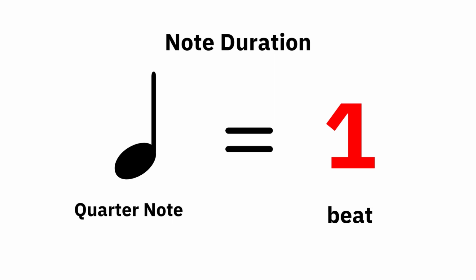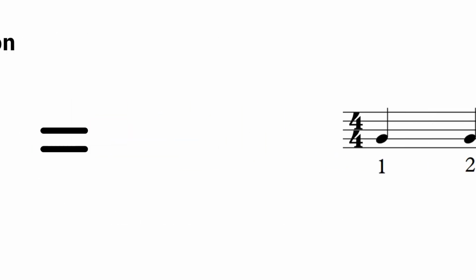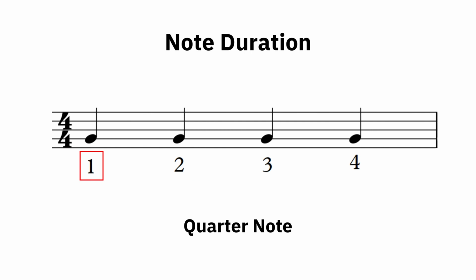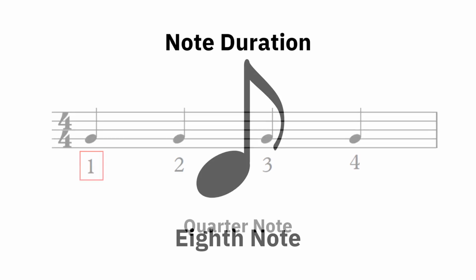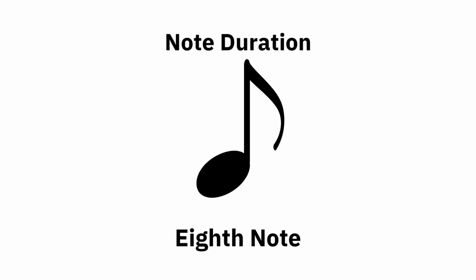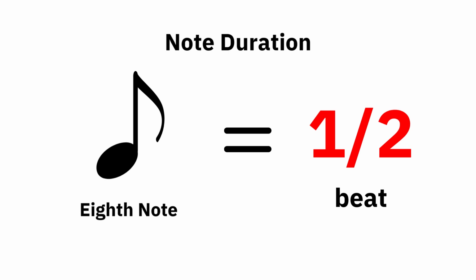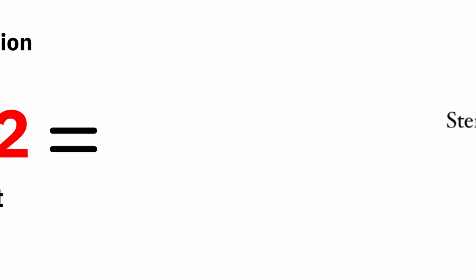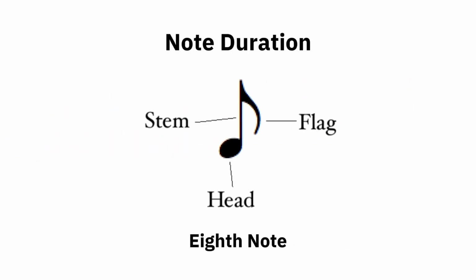Let's count the quarter note. Are you ready? Right again. It's a quarter note. Next is our eighth note. The eighth note gets half a beat. We can tell the eighth note because it has a flag on it.